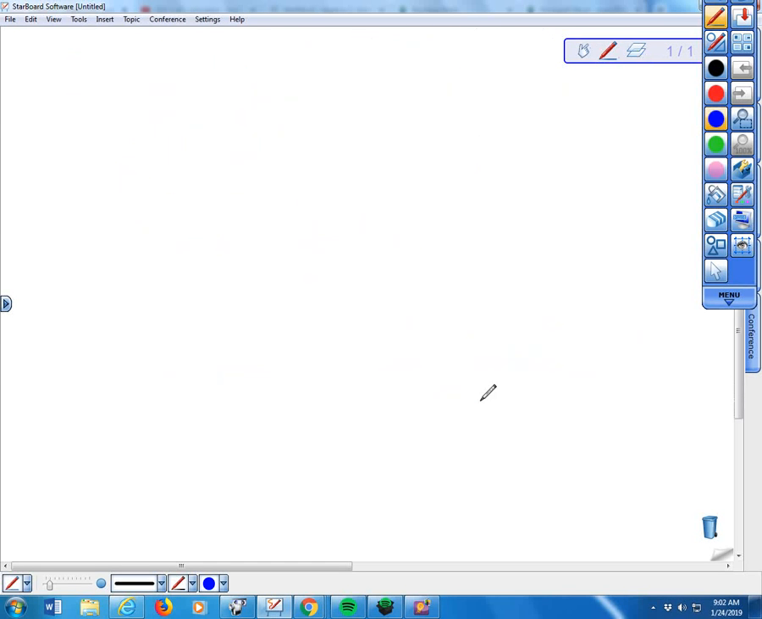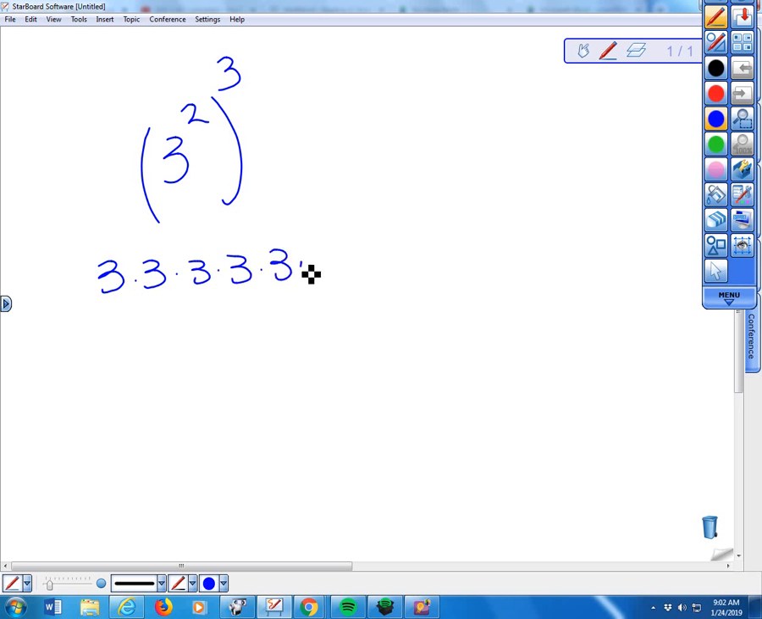If I have an exponent raised to an exponent, I multiply the exponents. I don't add them. And this is because 3 squared is 3 times 3, and I want to do that 3 times, right? 3 times 3, 3 times 3, 3 times 3. So how many 3's do I have? 6. 3 to the 6th power, which is 2 times 3. So this is 3 to the 6th.